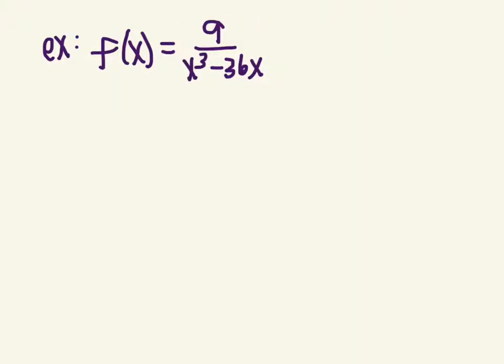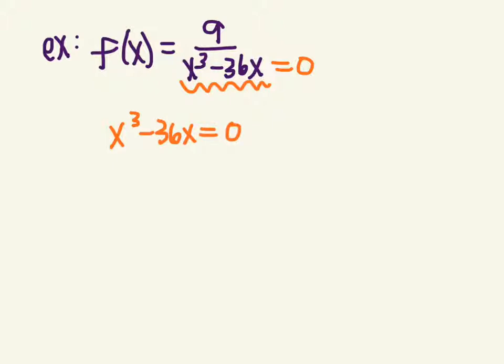So for this function, f of x, we have 9 over x cubed minus 36x. In this case, we have the potential to divide by 0 depending on what x is, because there's x in the denominator. So basically we want to figure out what will make that denominator equal 0 and then exclude those specific x values. So we're going to do x cubed minus 36x equals 0 off to the side.